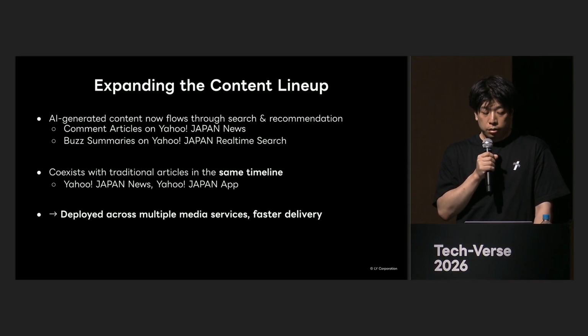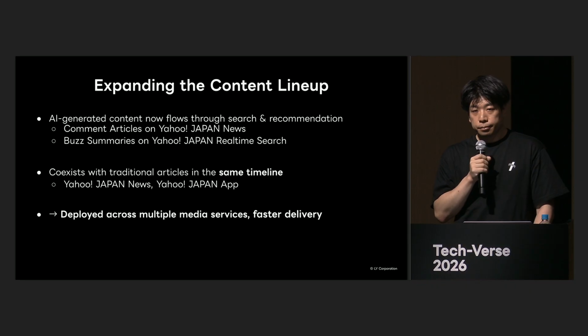As for specific use cases, Yahoo News is available on the Yahoo Japan app and other platforms. We are able to post comment articles and buzz summaries on the existing main article timeline. This allows for diverse services available, deliver content to users more quickly. This means we were able to achieve this.